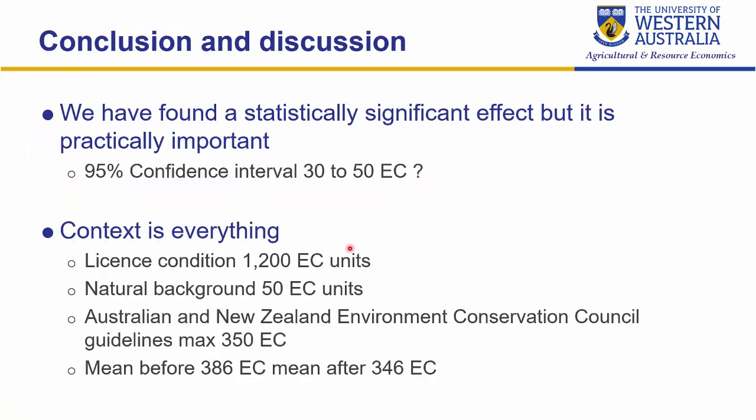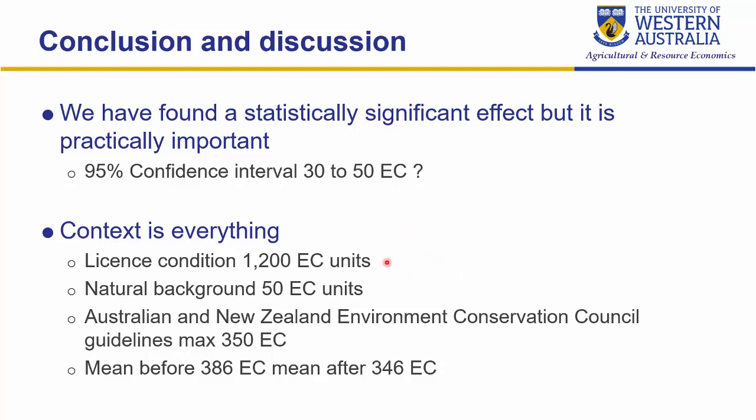So what have we found? Well, we found a statistically significant difference. Does that matter though? That's the question. If we think about license conditions, the reference license condition here for EC units was 1200. On a scale where our license condition is up to 1200, this is not really very dramatic. But if we pick a different reference point, the background level we might be seeing as 50, then we're actually talking about almost double the natural background level.